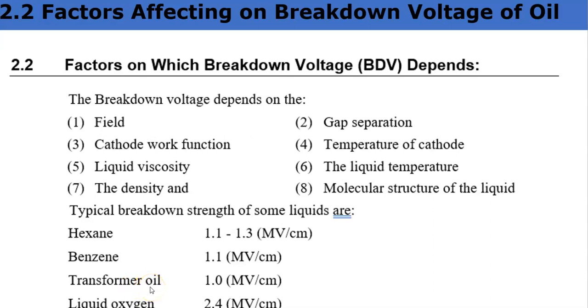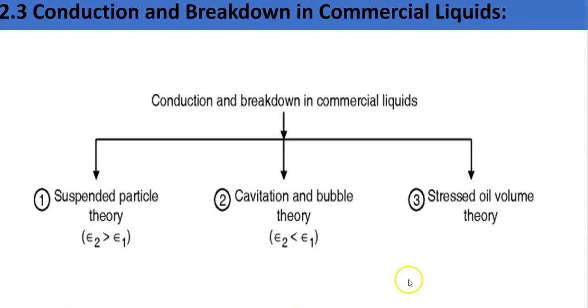So our transformer oil is minimum, it has to be 40 kilovolt. 40 or 60, 40 to 80 kilovolt. Liquid oxygen, see, is highest at 2.4 megavolt per centimeter. So note down that liquid oxygen is the very best liquid insulating material. Now let us start with the breakdown theories one by one.